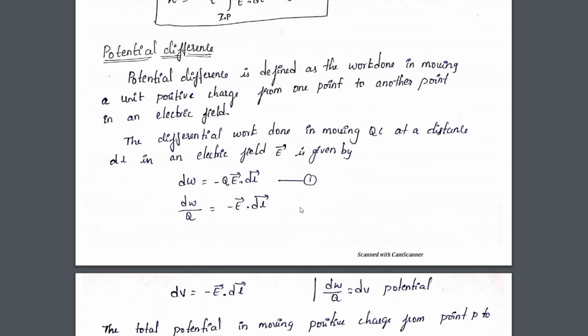Instead of moving a charge of q coulombs from one point to another point, if you move a unit positive charge from one point to another point, whatever amount of work done will be there, that is equivalent to potential difference. So potential difference, how do you define? It is same as that of the work done in moving a unit positive charge from one point to another point.